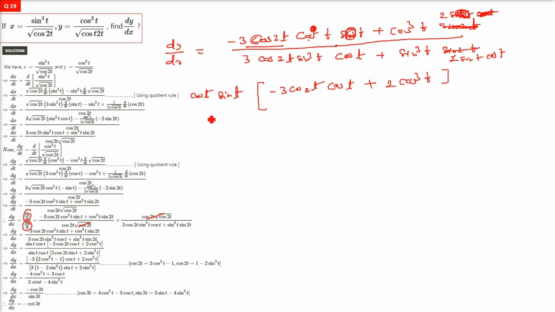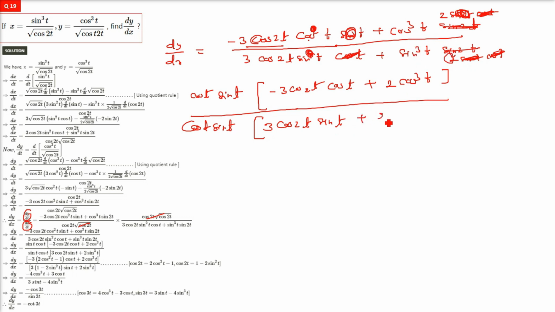In the denominator also, as I just indicated, sin t and cos t has to be taken out. So I'm just cancelling these from here. So sin t cos t I'm taking from here. Cos t sin t. What all will remain? In the inside it will be 3 cos 2t sin t. First term will be this 3 cos 2t sin t. And the second term will be, as in the numerator, by analogy, it will be 2 sin cube t. Cancel these two out.